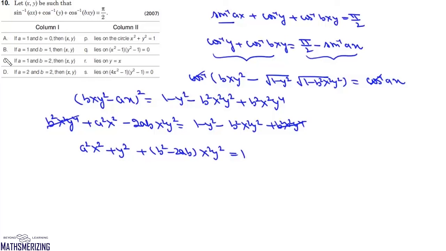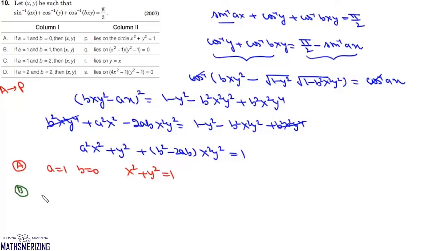Now we'll start putting in different values of a and b. So for this a, we'll put a as 1 and b as 0. We'll get x square plus y square equals 1. So in that case, this point will lie on a circle. So this a matches with p.